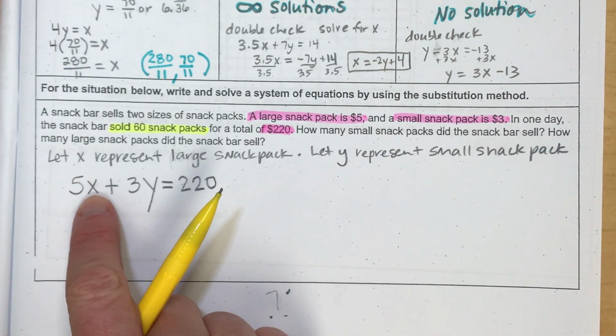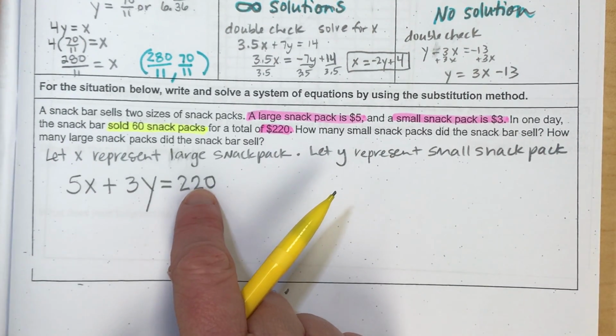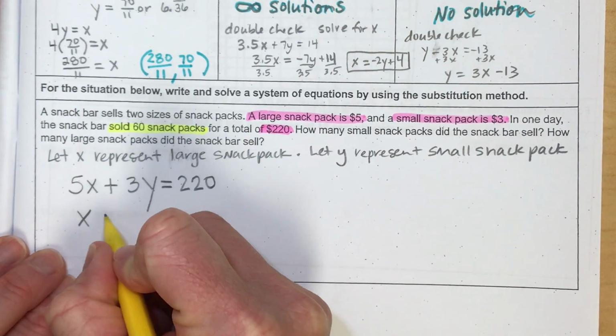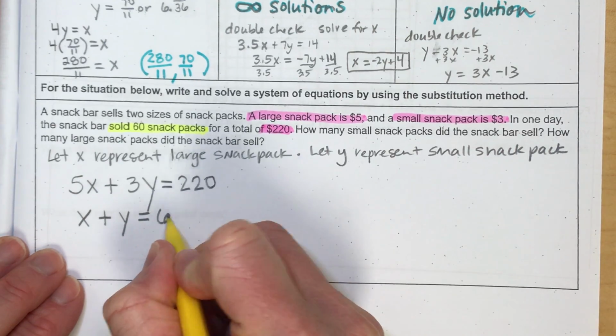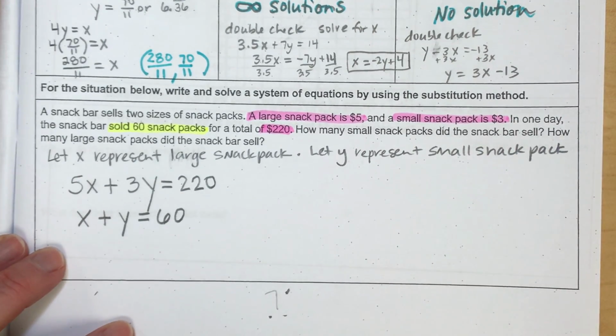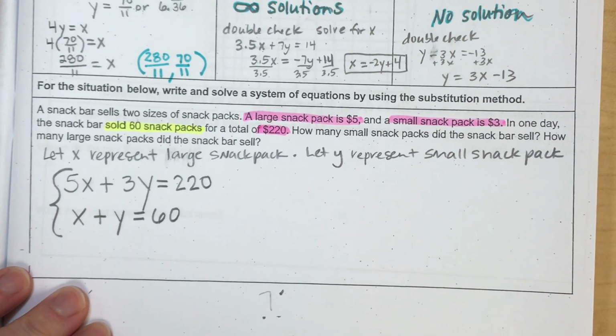Now my other equation is going to come from just the snack packs being sold. So money plus money equals the total money that you made. But if we just sell the snack packs, however many you sold for X and however many you sold for Y, the total is going to be 60 snack packs sold. So this is my system of equations, and now what I need to do is solve my system.